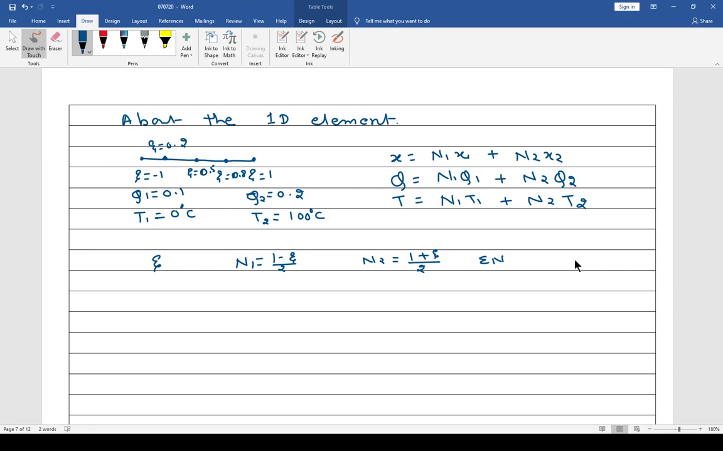Here in this case, what parameters do I want? I want the parameter q, and I want the parameter T. So xi equal to 0.2. For N1, 1 minus 0.2 divided by 2, it is going to come 0.4, and for N2, 1.2 divided by 2, that is going to come 0.6. The sum is going to come 1. Now you can put these values in and get the values of Q and T.